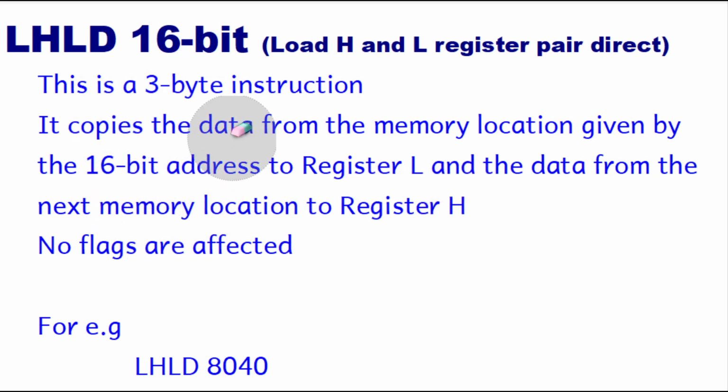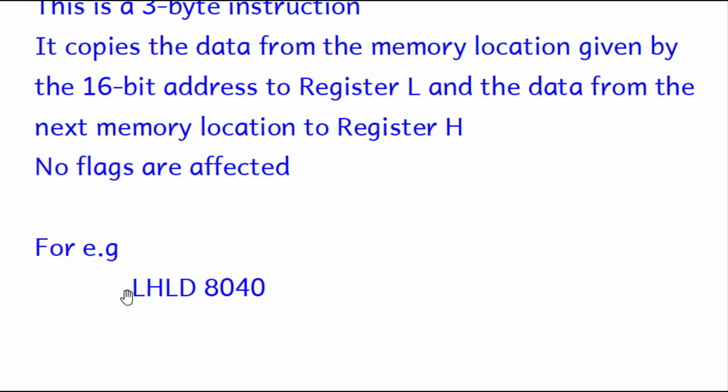So whatever memory location we are giving after LHLD, it will copy the data from that location to register L, then increment the memory location, it will become 8041, and the data from that location will be stored in register H, and no flags are affected because it is a data transfer instruction. One example is LHLD 8040. This instruction will store the data from memory location 8040 to register L and from 8041 to register H.